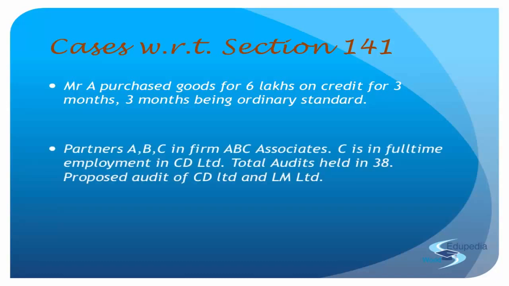So next, if we look at the three partners A, B and C in firm ABC Associates. Now C, the third partner, is in full-time employment in CD Ltd, right? And total audits held by the entire firm ABC Associates is 38. Now, there are two companies that have proposed the audit to this firm ABC Associates, and those two companies are CD Ltd and LM Ltd, right? Now this is something that you have to understand from various aspects, right?